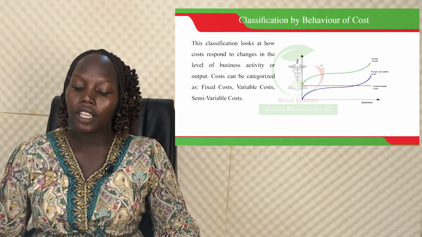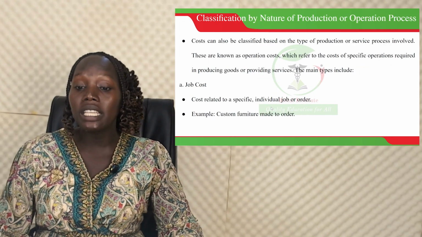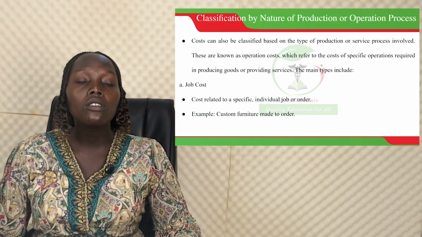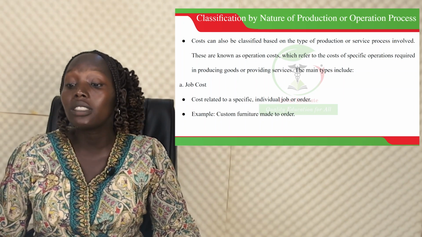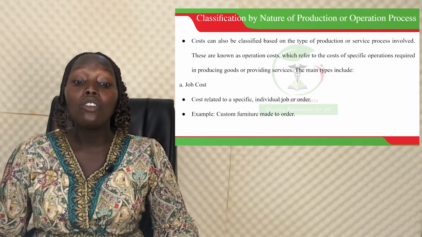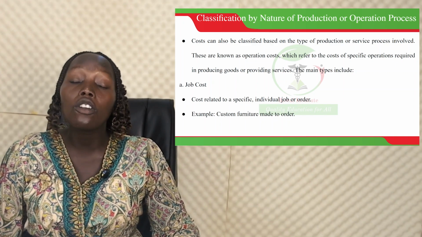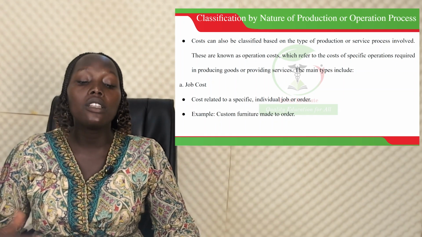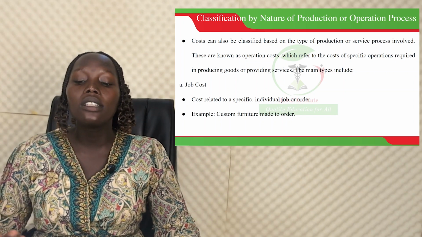We're looking at classification by behavior of the cost, and then let's look at classification by nature of production or operation process. Costs can also be classified based on the type of production or the service process involved. These are known as operational costs, which refer to the cost of a specific operation required in producing goods or providing services. So let's look at the types.